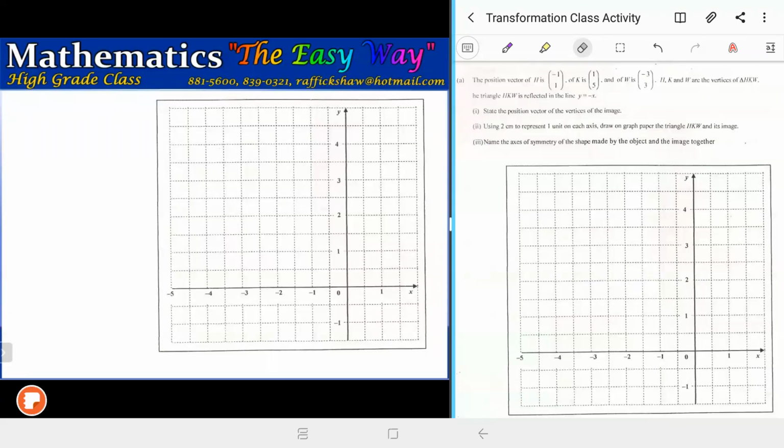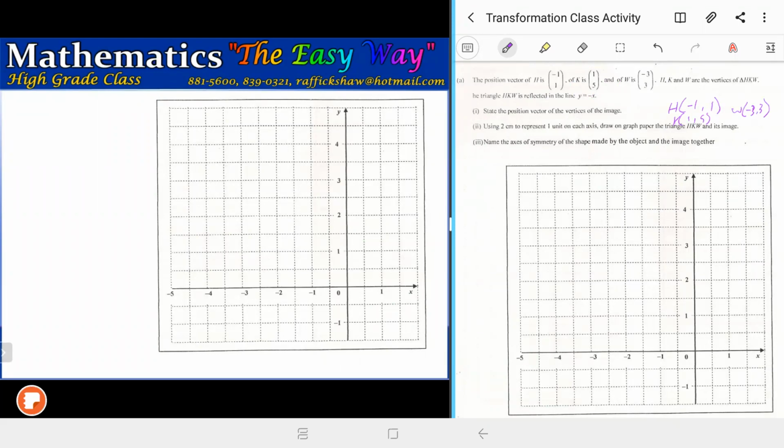The column vector, which is the position vector of a point, will have the same coordinates as the point. So for example, in this question, they tell us the position vector of the point H is that, so what that means is that the point H is actually (-1, 1). The position vector of K is (1, 5), so K is the point (1, 5). And W is (-3, 3), so W is the point (-3, 3). So sometimes they'll give you a point in the position vector form.